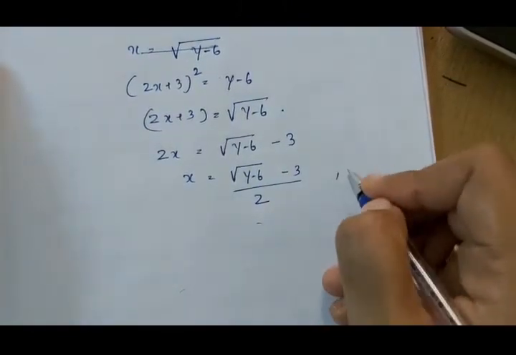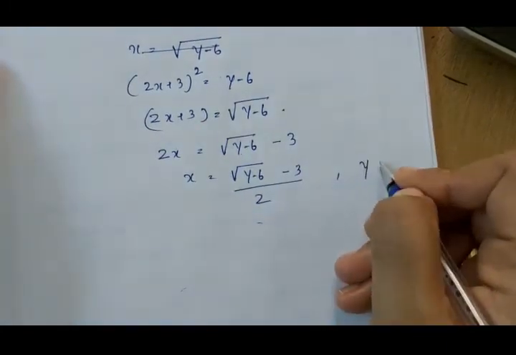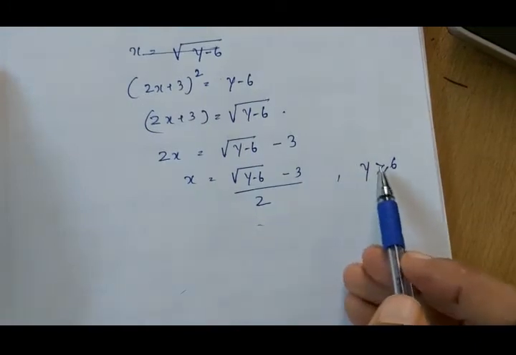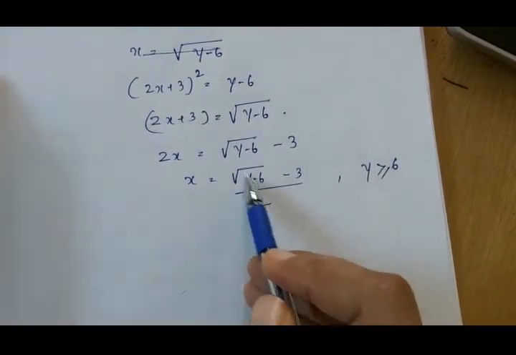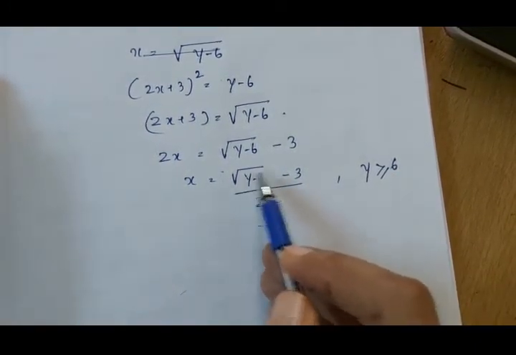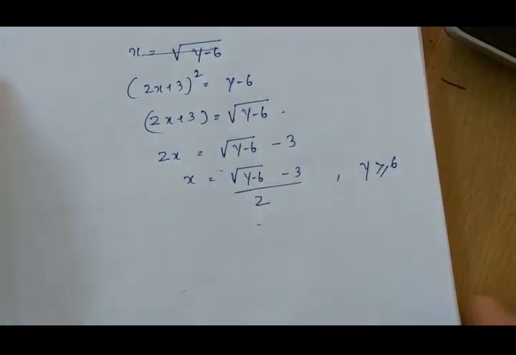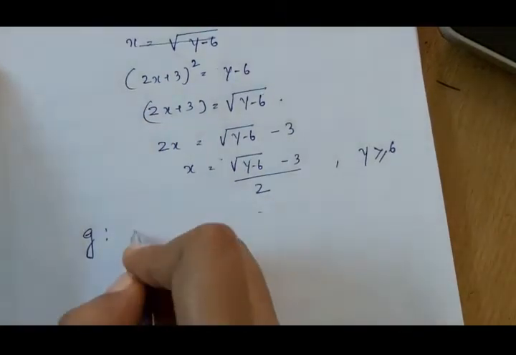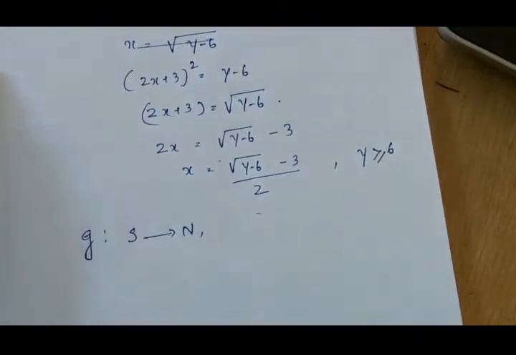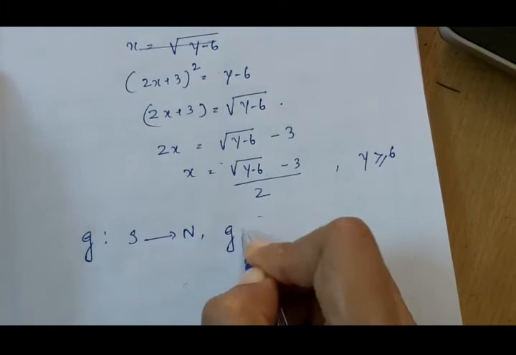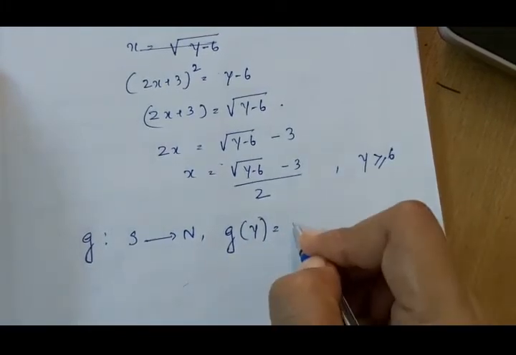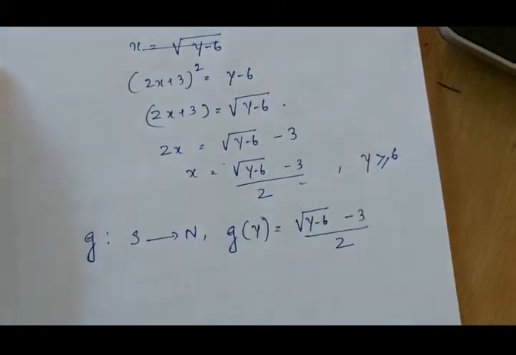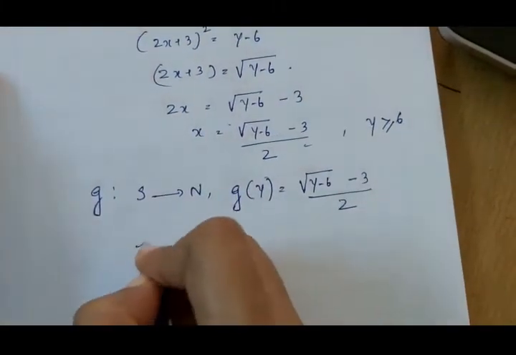Then the value of y should be greater than or equal to 6, because if it is less than 6 we will get a negative value here. Root of a negative value is not possible in this situation. Next, go to the function g, which is defined from s to n. Then we can rewrite g of y is equal to root of y minus 6 minus 3 divided by 2.